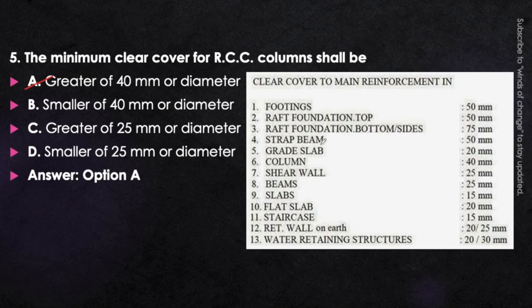And here we have been provided clear cover to the main reinforcement for different sections. Like for footing it is 50 mm, for raft foundation 50, raft foundation with bottom or sides it is 75, for strap beam 50, for columns 40, beams 25, and slab 15 mm. Please memorize it, it is also very important.